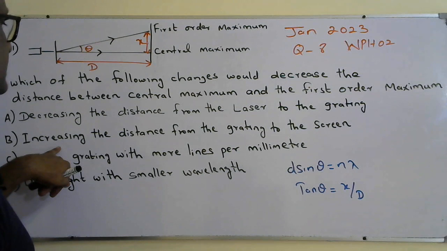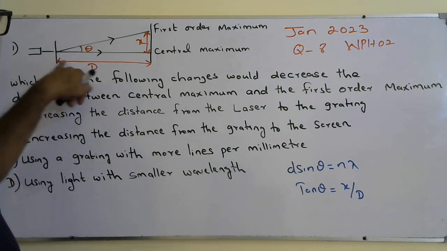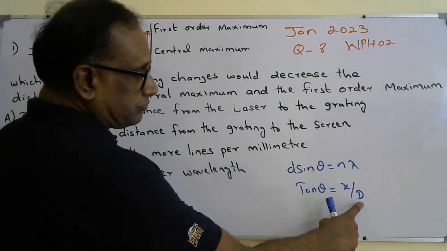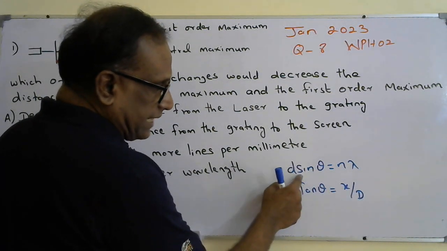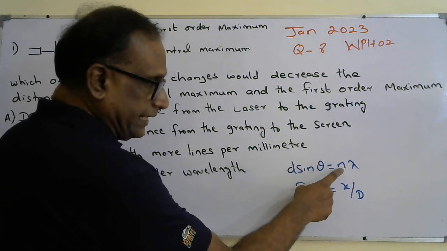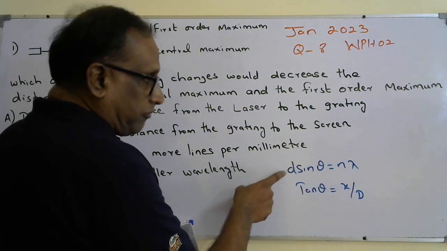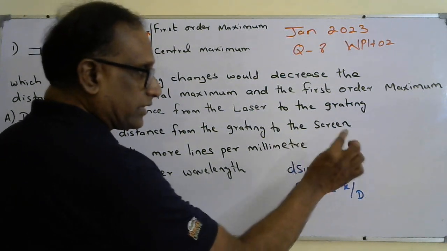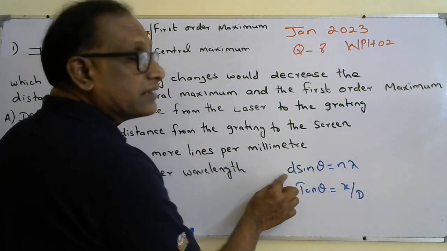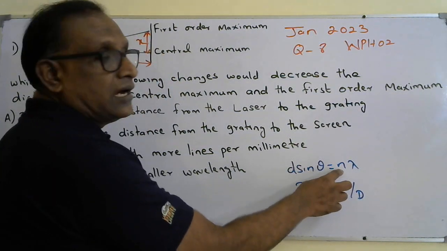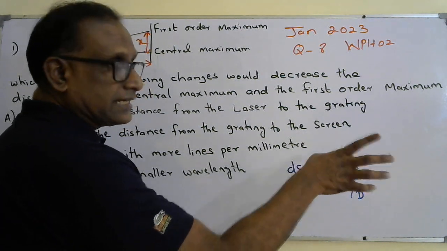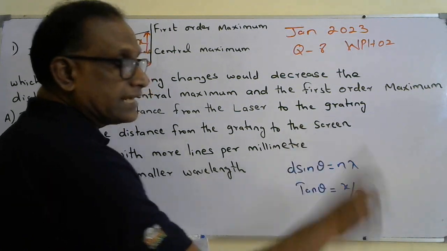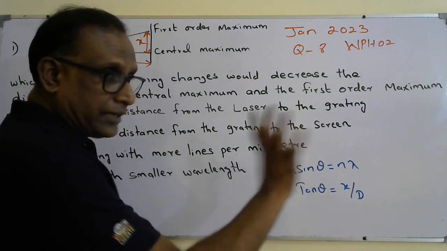Answer B, increasing the distance from the grating to the screen. If they are increasing D, what will happen? Before that we should know that d sine theta equals n lambda. For the first order, n equals 1, lambda is constant. For a diffraction grating, d is constant. So sine theta is constant for a given wavelength and a given diffraction grating. For a particular order, theta is constant. So theta constant means tan theta remains unchanged.